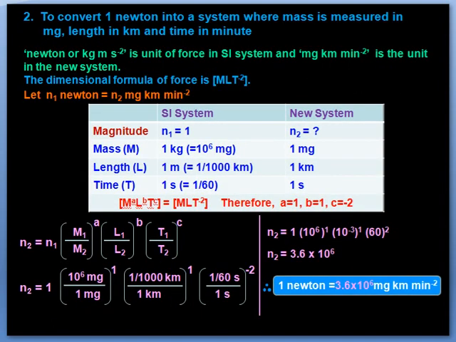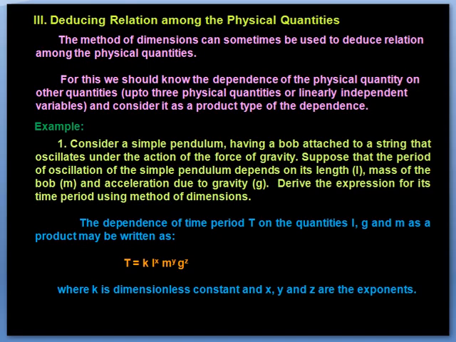In the same way, you have to convert 1 Newton into a system where mass is measured in milligram, length in kilometer, and time in minute. So you can convert 1 Newton is equal to 3.6 times 10 raised to the power of 6 milligram kilometer minute power minus 2. In the same way you can understand. So let us see next.